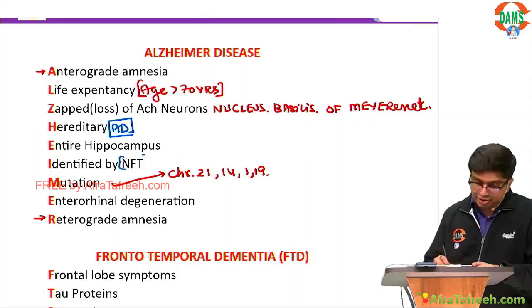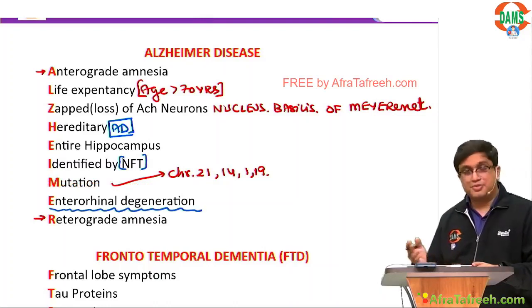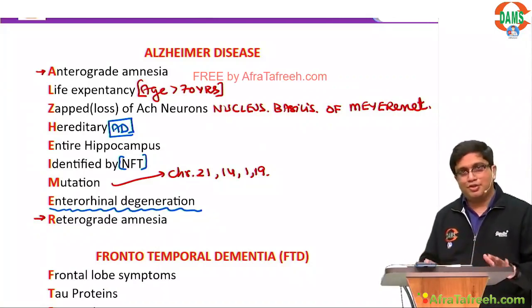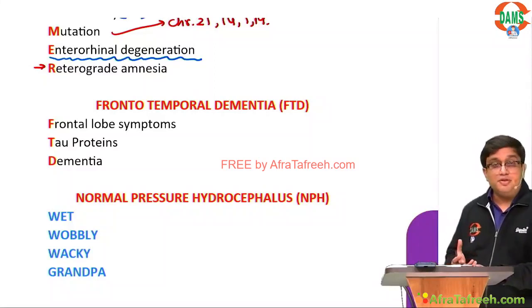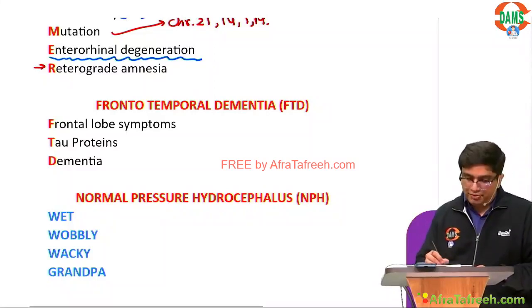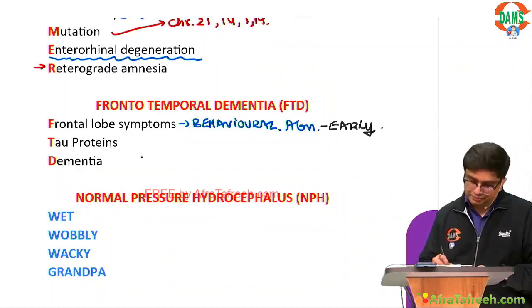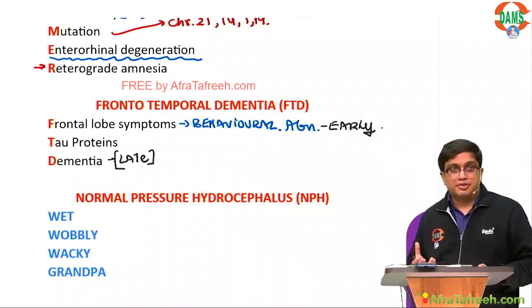They can be identified with the neurofibrillary tangles, which are seen in the brain intracellularly, and entorhinal degeneration could also be seen in them. So that's a quick recap of Alzheimer's disease. Nothing new in this, you already know all these things. Similarly, the younger brother of Alzheimer is frontotemporal dementia. The frontal lobe symptoms are seen in form of behavioral abnormalities. These patients will have behavioral abnormalities quite early, while dementia is generally seen late. Tau proteins are the culprit proteins seen in Alzheimer and FTD both, causing neurodegeneration in both sets of patients.